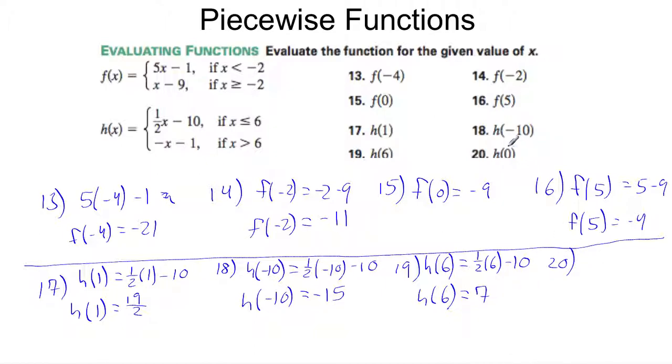At 20, h of 0, it looks like 0 is less than or equal to 6 again. Wow, okay, so all of these were top equation. That's fine. So I get h of 0 is equal to 1/2 of 0 minus 10. And that's 0 minus 10, which is negative 10. That's piecewise functions. So with piecewise functions, it's just like before with evaluating functions. You replace the variable with the number, the value. Except in piecewise functions, you just have to determine which function you're going to plug the value into, which is not that big of a deal.